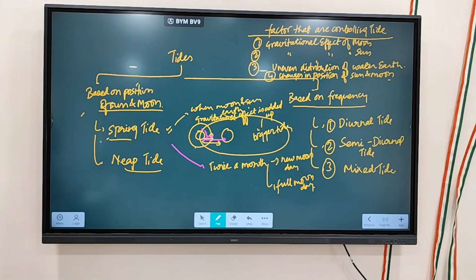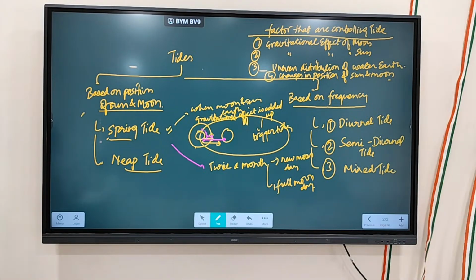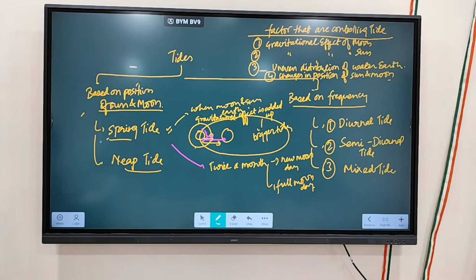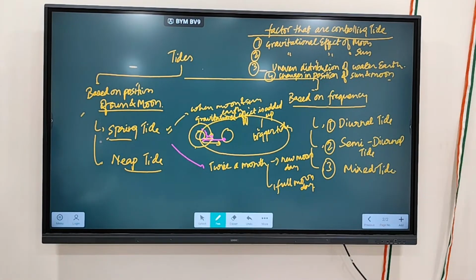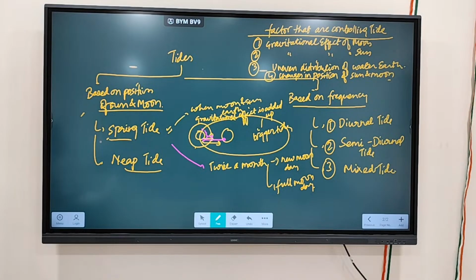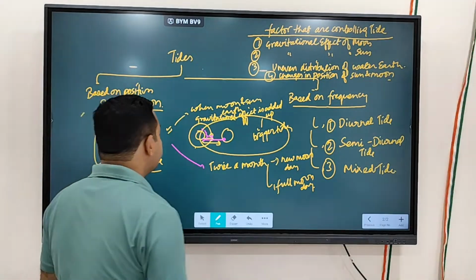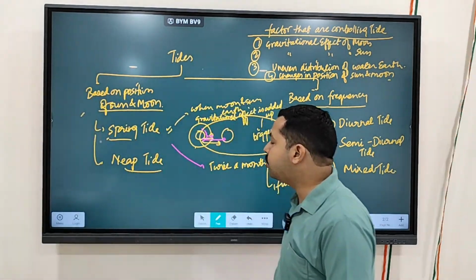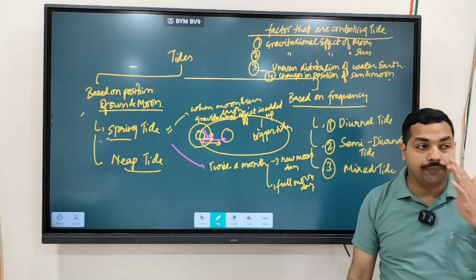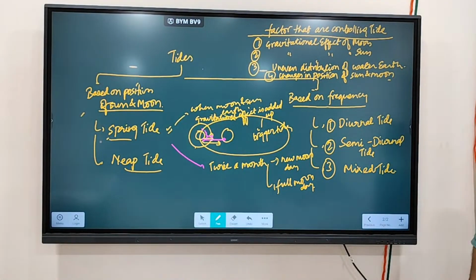New moon day means which day? Amavasya day, when moon is not visible. And full moon day is which day? That is Purnima day, where you see the full moon, which is visible. Fine. Now why is the moon not visible? Why do we say new moon day?